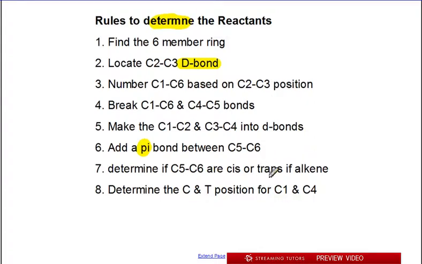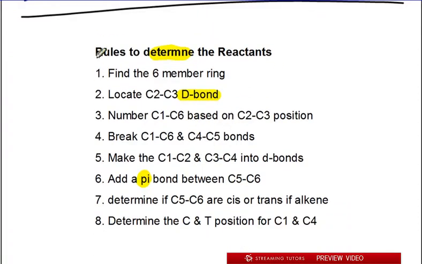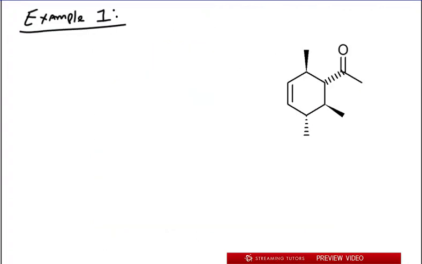Determine if C5, 6 are cis or trans, and then determine if it's a C or T position for C1 and C4. This is the way you work backwards, okay? And like I said, you're not going to write this down. It's here for you, but you're never going to write it down after this. Let's just practice. So I'm going to give you 4 examples, and each one will build upon a little bit more complexity, but by the time we're done, you'll get it down, and you'll be very comfortable with this.